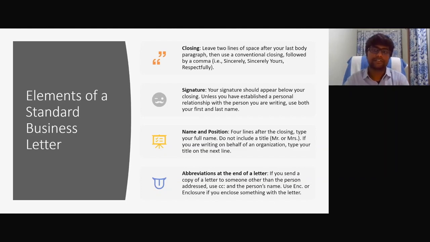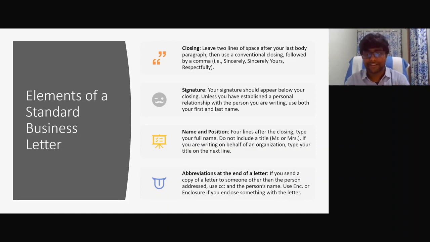After the signature, we should write our full name, and if we are writing on behalf of an organization, we should mention our position. If we are just writing a normal business letter to our colleagues, then we can omit the position. But when we are writing on behalf of an organization, writing our position is important.